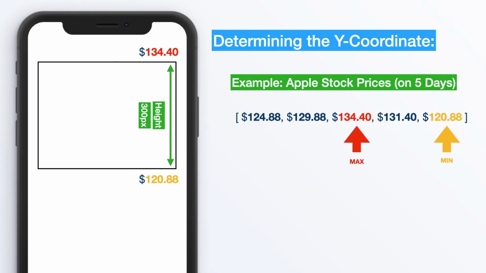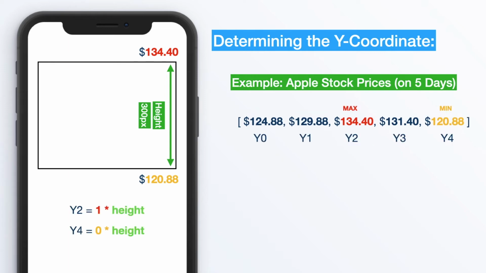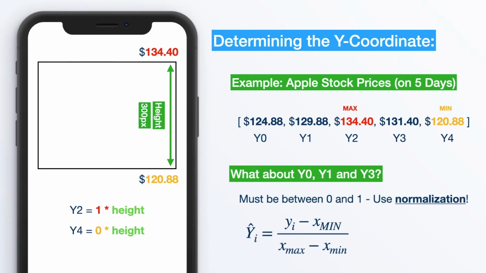So another way to think about this is simply saying, hey, we can calculate it by saying 1 times height for the maximum value and 0 times height for the minimum value. So now you might wonder, fine, that works for the minimum and maximum value, but how does it work for the other values in between? So what about y0, 1, and 3? Obviously, they must be either on the same spot or in between 0 and 1. It can't be that one of these points are higher than the highest value we already found. So how do we determine them?